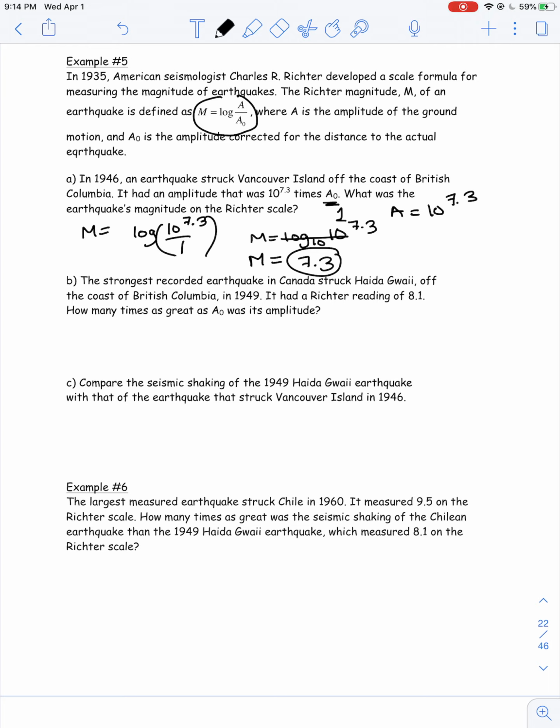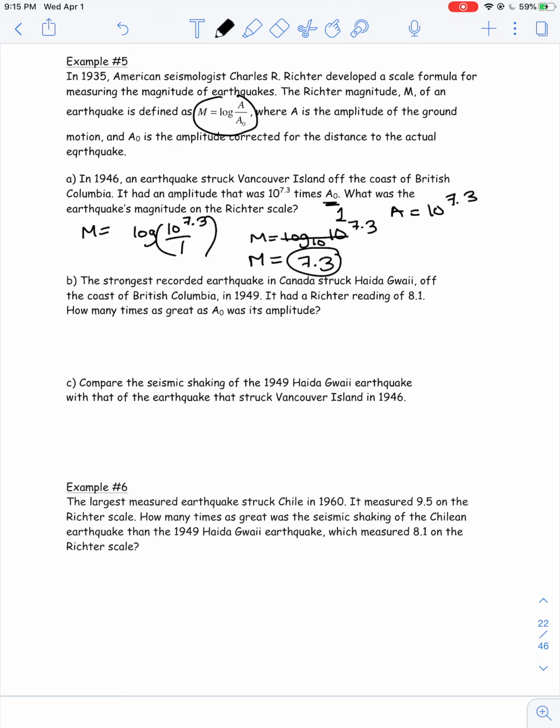Our next question is, the strongest recorded earthquake in Canada struck off the coast of British Columbia in 1949. It has a Richter scale reading of 8.1. How many times as great as A0 was its amplitude?